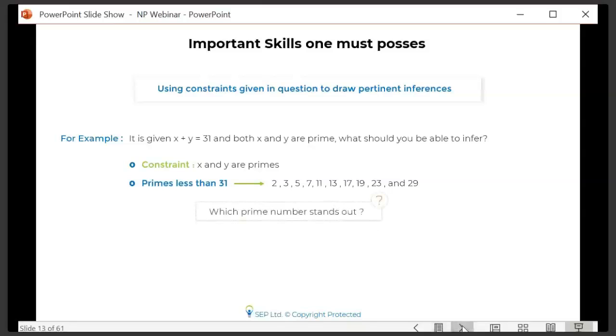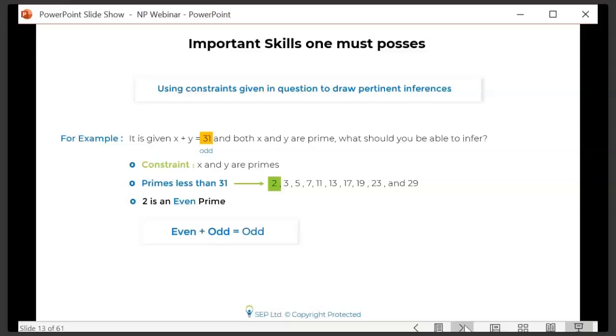So look at all the prime numbers that I've written here. I'm sure you'll be able to see that one of the prime numbers stands out in this case, right? And that prime number is basically 2, because 2 is the only even prime number. So once you see this, you should think, hey, 2 is the only even prime number. The sum that is given to me is odd. So maybe this question is related to even and odd numbers only. And I know that when I add 2 numbers and get an odd sum, one of them must be even and the other must be odd.